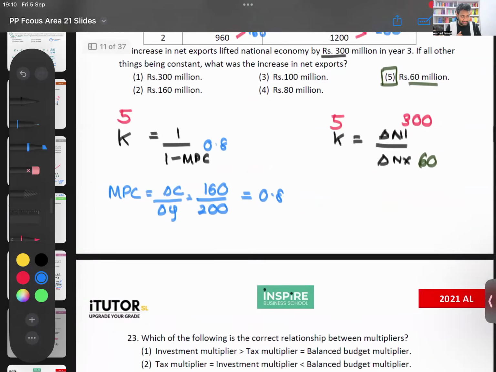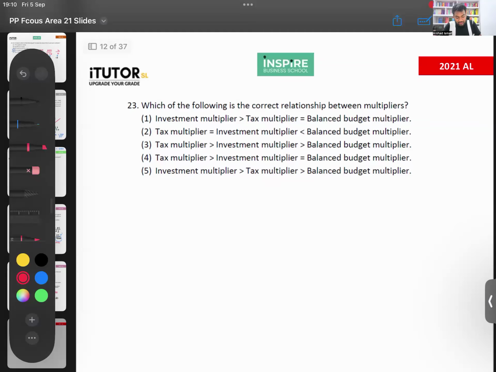Okay? Right, 2021, question number 23. Which of the following is the correct relationship between the multipliers? Investment, tax, and balanced budget. Now, just give me this. If my MPC is 0.8, how much is my investment multiplier?